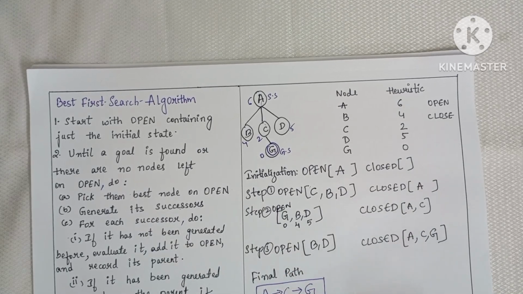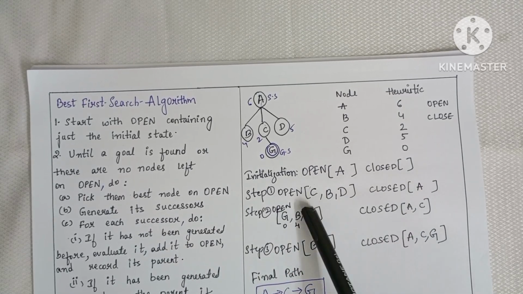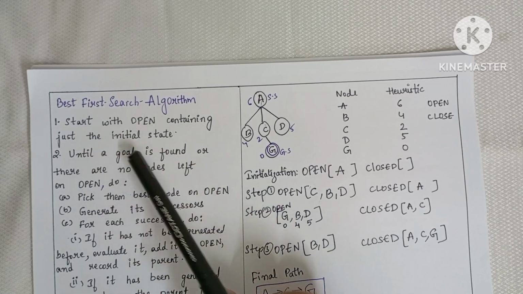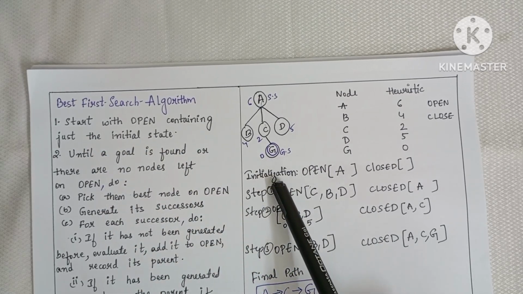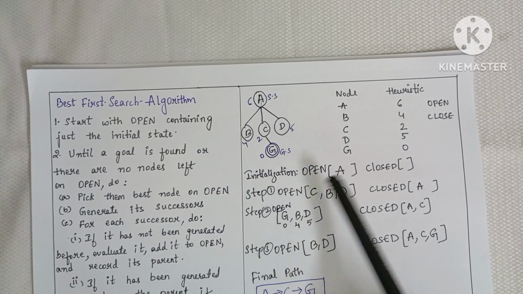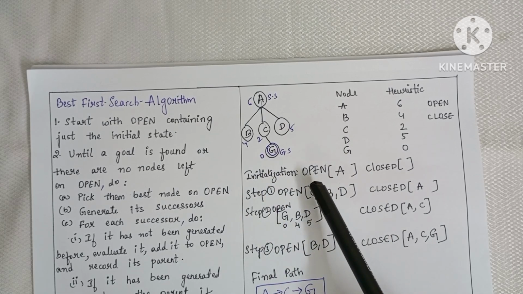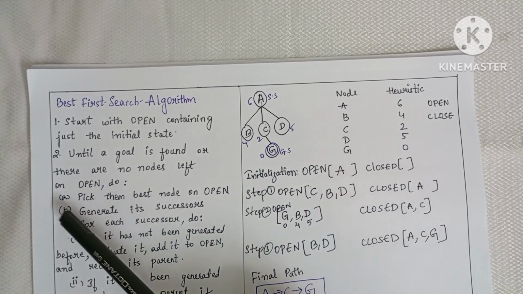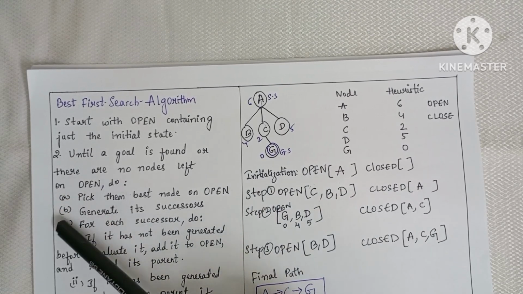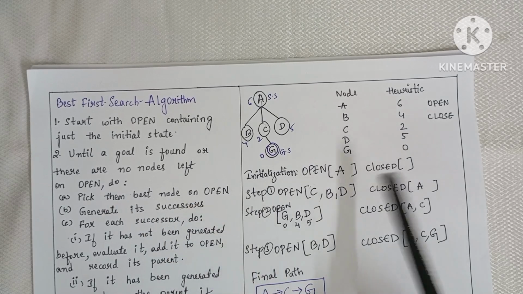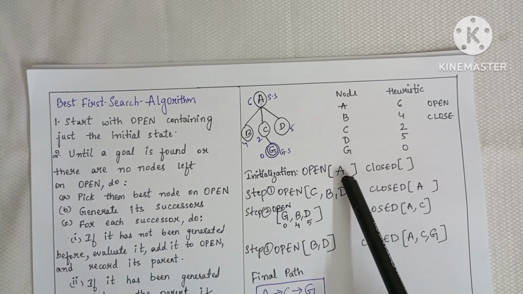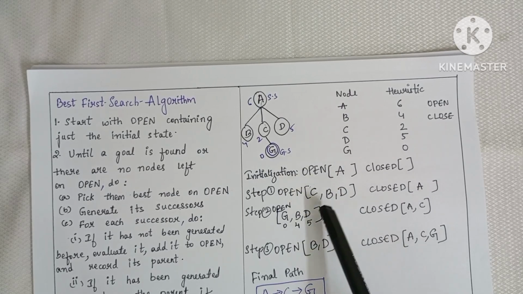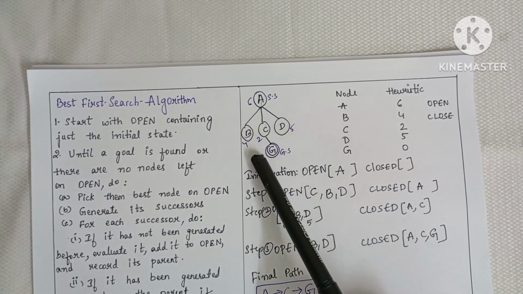So here ends our example. Let us compare this example with the algorithm. Start with open containing the initial state. So we are initializing the open list with the start node A. After that, we have to pick the best node on open. So we are picking the node A from open, generating its successors. B, C, D are the successors.